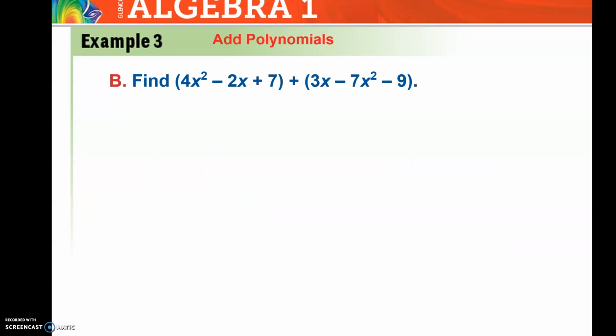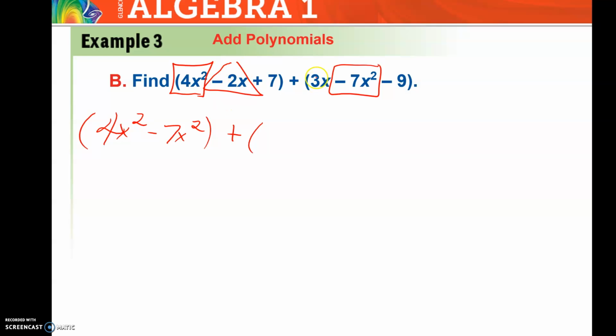So here, both methods. Horizontal method would be, I'm going to put this 4x squared with the negative 7x squared. Adding, so I'm going to put an addition there. I'm going to put this negative 2x with this positive 3x. Still putting them in descending order. And I'm going to put the positive 7 with the negative 9. And you'll probably notice I'm putting those addition signs there so I remind myself that I'm adding those and not multiplying them to other things.